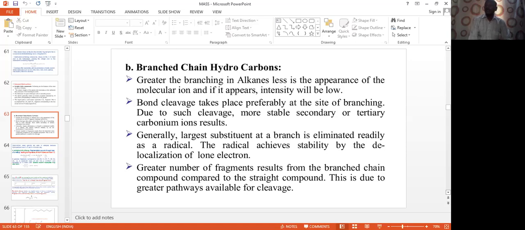And why is the radical removed? You have studied the stability of radicals, how they are stable, and also carbocations and carbanions, their stability you have studied. So if you have a branched chain, you will have more number of fragments because of the branched chain.